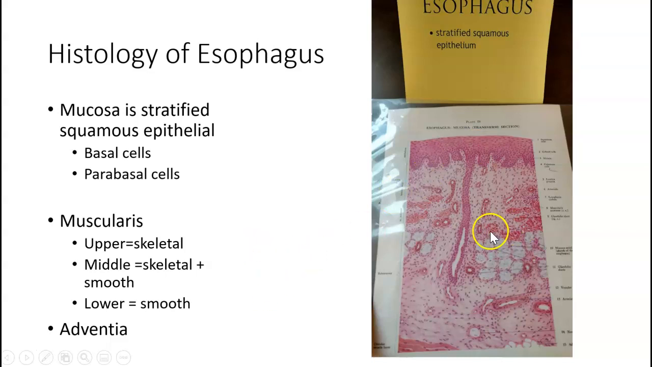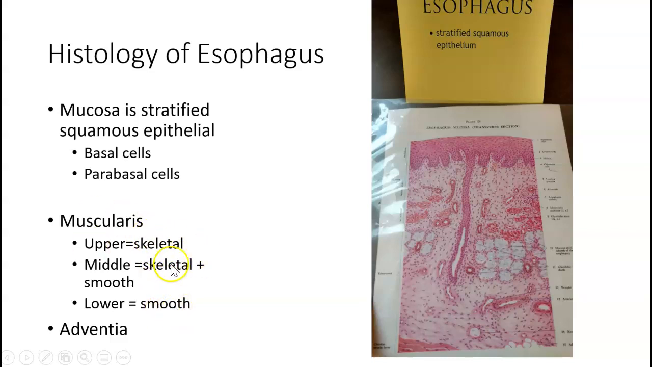The muscularis layer of the esophagus is also a little bit different. Remember, there are 4 tissue layers in the digestive tract: the mucosal layer, the submucosal layer, and the muscularis externa. Well, the muscularis layer in the esophagus is made up of different combinations of the 2 types of muscle. In the upper esophagus, closer to your throat, it's mostly skeletal muscle. In the middle section, you get skeletal and smooth muscle, and towards the bottom, it's smooth muscle.